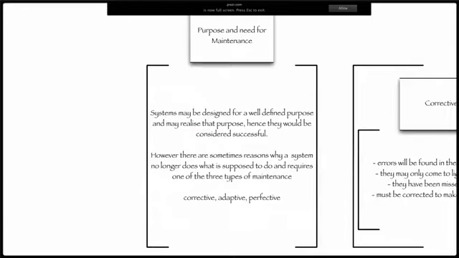So what is the purpose and the need for maintenance? The system may be designed for a well-defined purpose and may realise that purpose, and then it is considered successful if it has done that. However, sometimes there are reasons why a system no longer does what it's supposed to do, and therefore it requires a type of maintenance. So we need to check that it is still doing what it's supposed to do, and if there is a reason why it isn't, then we need to look at the type of maintenance.